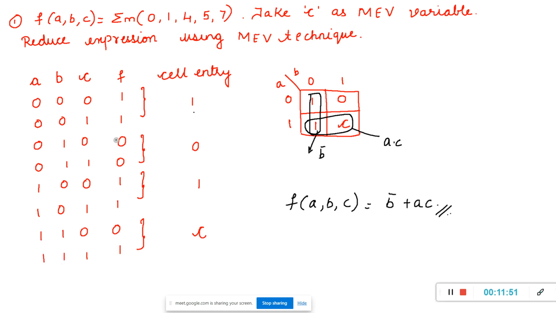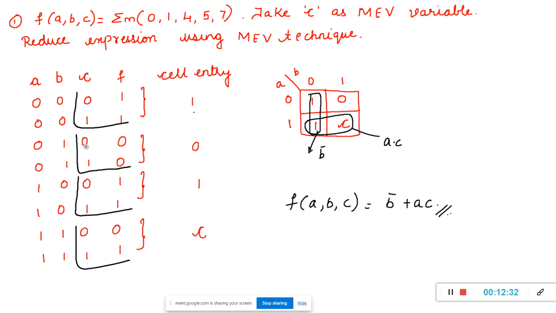Okay, so here you should treat like this. Now consider MEV variable is 0 and 1. Function value is 1 for both the MEV variable 0 and 1. 0 and 1 is a MEV variable C. Function value is 1 1. If both the function values are 1 1, entry in the MEV cell will be 1.